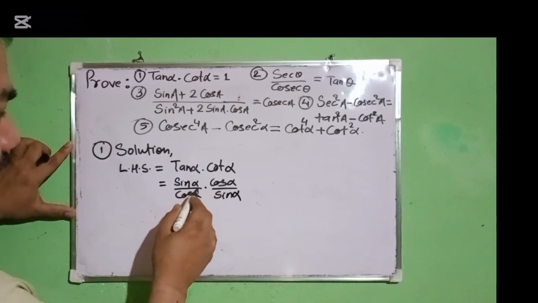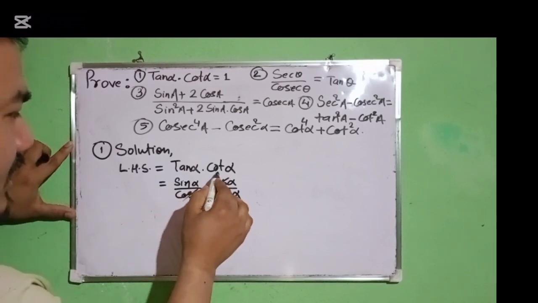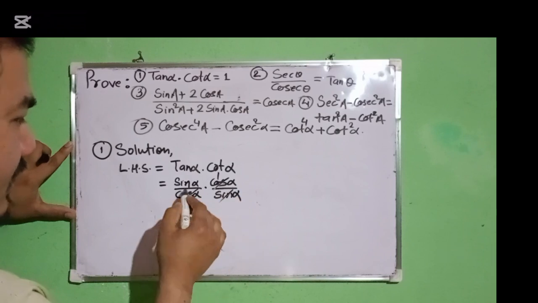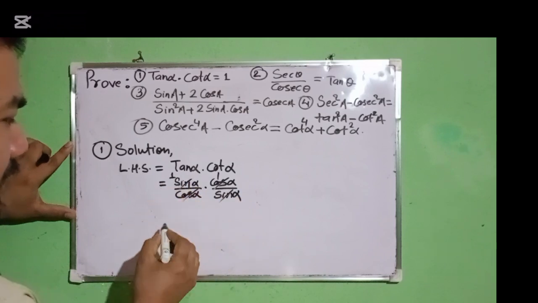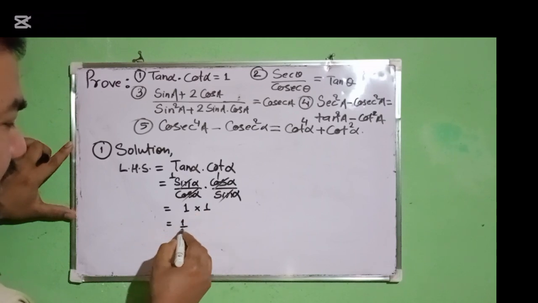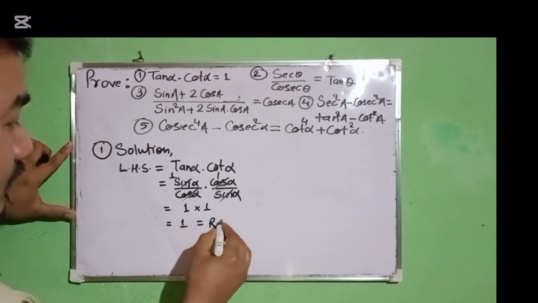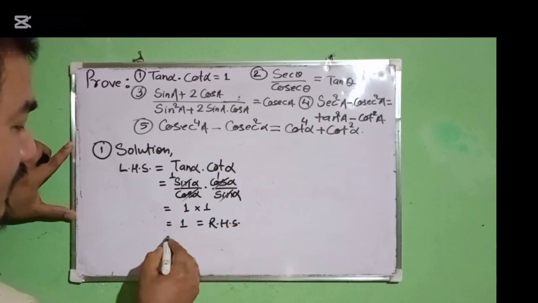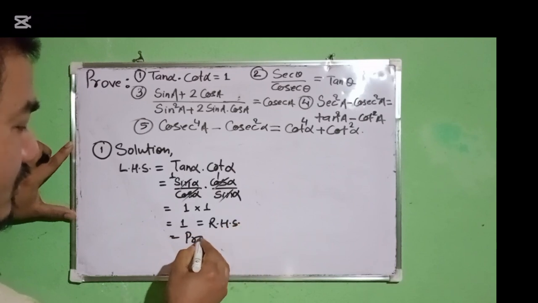Here is multiply sin. Then look here, here is cos alpha, here is cos alpha, we can cancel by 1. And sin alpha also cancels by 1. And now here came 1 into 1, 1 multiplied by 1, we have here 1. This is our right hand side. Then it is proved.